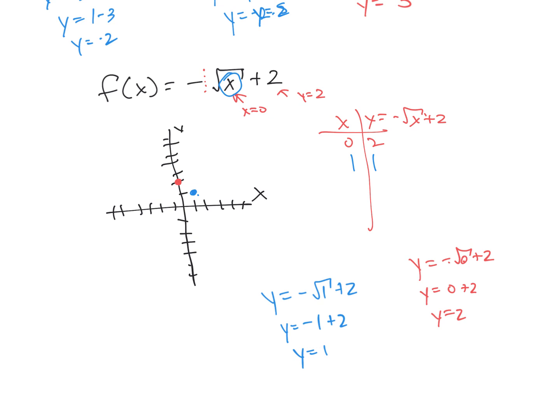Then the next square root, I know that's perfect square, is 4. So I can say y equals negative square root of 4 plus 2. Well, y equals negative 2 plus 2. So y equals 0. So we go 1, 2, 3, 4, and we go 0. And so my graph now has this curve that looks like this. All right.